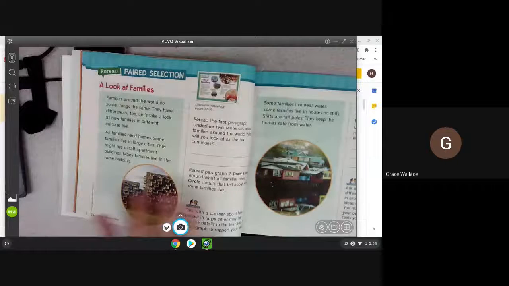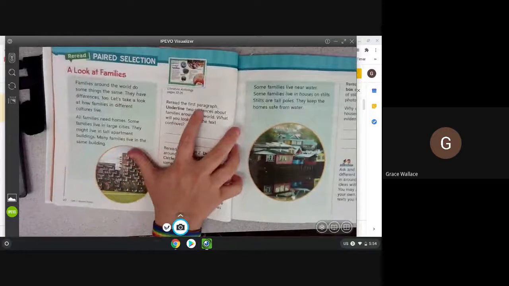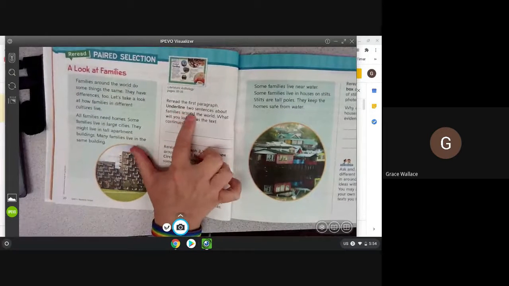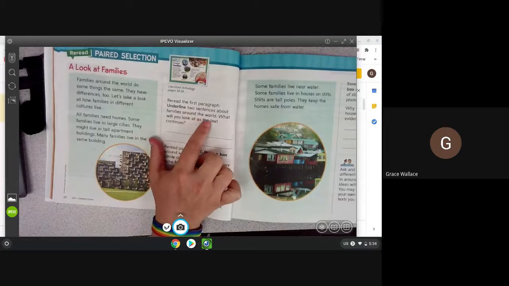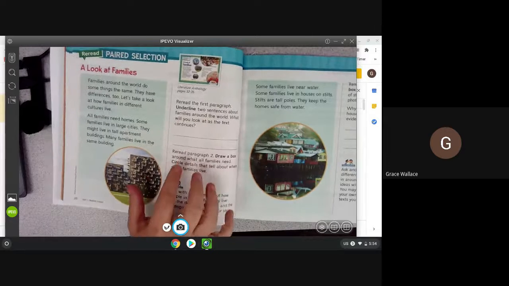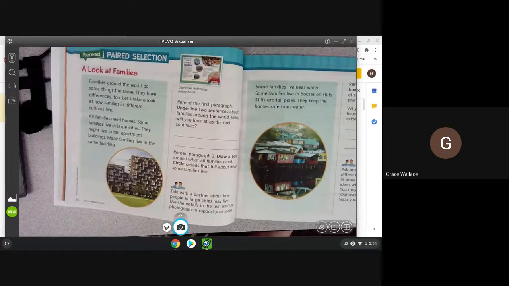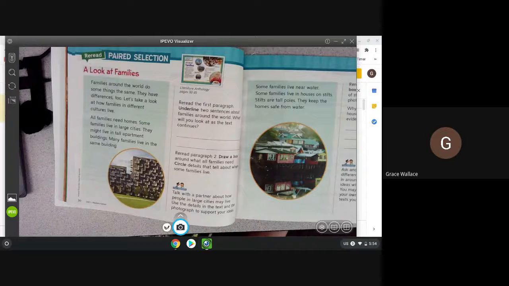There we go. So here we've read this page, and now it says reread the first paragraph. Underline 2 sentences about families around the world. What will you look at as the text continues? So it says, I'm going to read the first paragraph. Families around the world do some things the same. They have differences too. Let's take a look at how families in different cultures live.